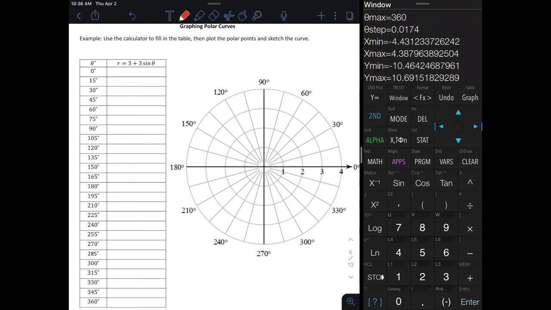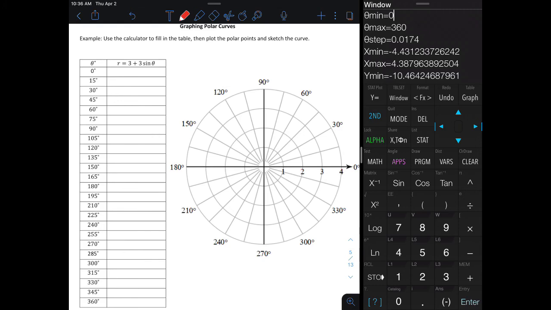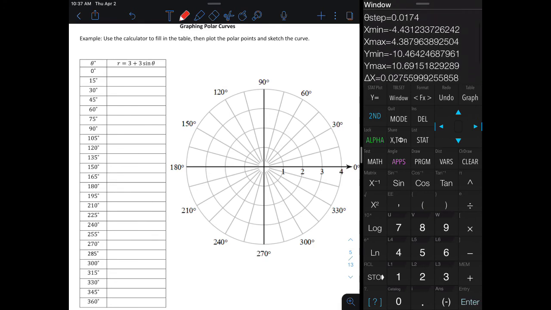If your graph didn't look like that when you graphed it, let's check what our window is. Our theta min needs to go from 0 and our theta max needs to go to 360 because we're in degrees, so that we can see all the way around. If yours was 6 point something, your settings transferred over from radians and you need to change that theta max. And everything else is pretty standard from there.